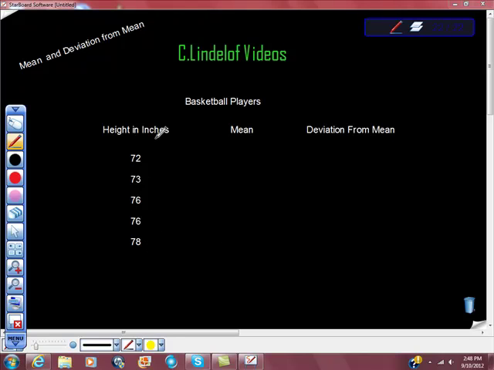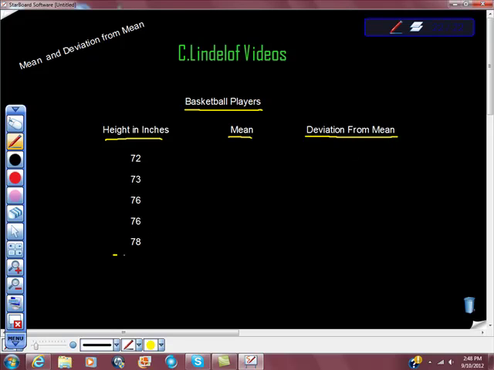First thing I'm going to do is have a group of basketball players here. I'm going to take their heights in inches. I'm going to find the mean value, and then I'm going to find that deviation from the mean. That is to say, what's the distance? How far are they from the average, from the mean value?